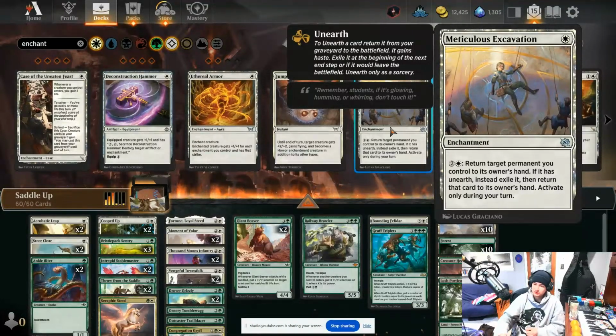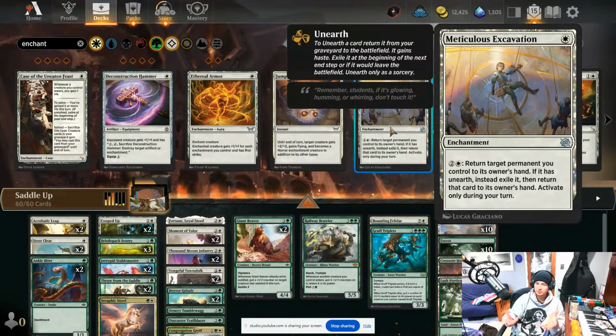So 3 mana to return target permanent you control to its owner's hand. If it has Unearth, you exile it instead, and then return that card to its owner's hand. Activate only during your turn. So you get to pay 3 mana, return something you control to its owner's hand. So you can save something over and over and over again for 3 mana. And the idea is, flavor-wise, right? This person is waiting to pull these creatures and these things that are going to be destroyed up out of the battle.